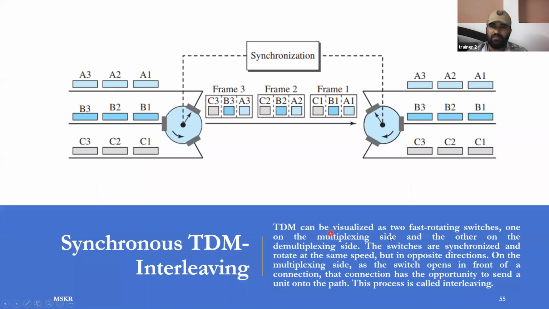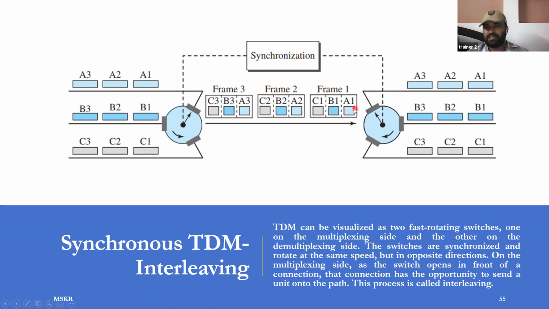TDM can be visualized as two fast rotating switches, one on the multiplexing side and one on the demultiplexing side, which are rotating in reverse order but in sync. As you can see here, this switch must be rotated in this order, this switch will be rotated in this. So this is anti-clockwise, this is clockwise, so they must be in sync. First it will go to A1, so it will send the A1 signal, then it will go to B and send B1, then it will go to C and send C1.